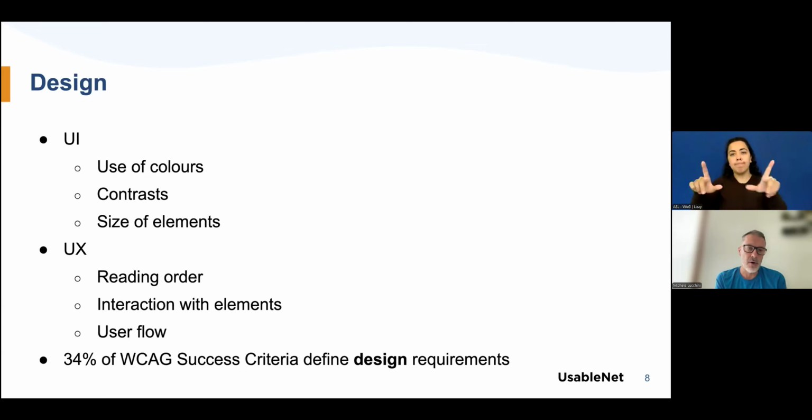In terms of user experience, aspects such as the reading order, the interaction of elements, and a meaningful user flow are key aspects and key drivers for accessibility. In order to emphasize the importance of the design within an accessibility program of a website, consider that 34% of the success criteria of the Web Content Accessibility Guideline define design requirements.